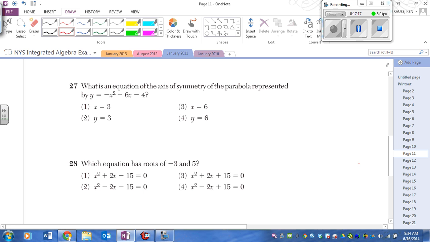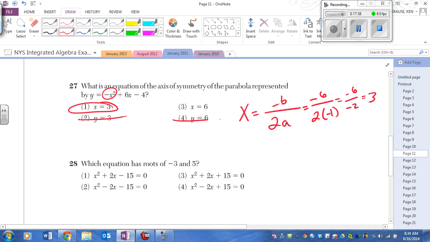What is the equation for the axis of symmetry? So it's x equals negative b over 2a. Negative b is negative 6 over 2 times, gotta be careful, it's a negative 1 out front. So this is going to be negative 6 over negative 2, so it's 3. So this is x equals positive 3. Okay, I should have got rid of the y lines immediately because they make no sense.